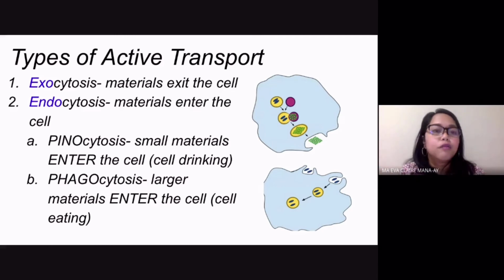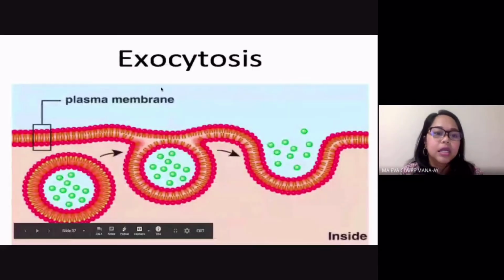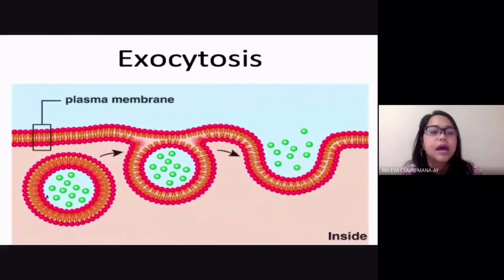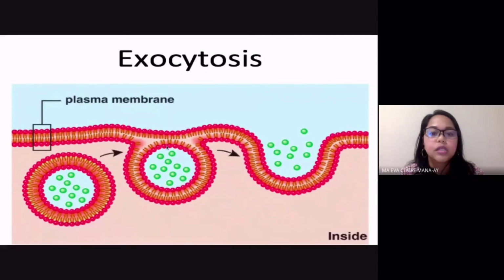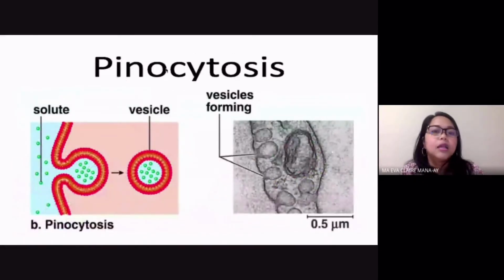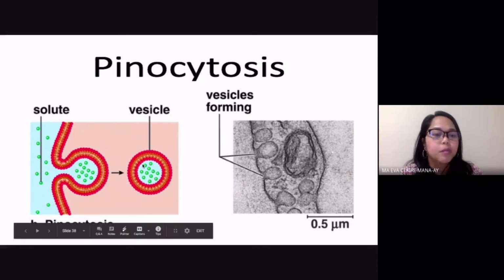Now here is an illustration of your exocytosis. Again, exocytosis, going out of the cell. Your vesicle here with some substances is going to merge with the plasma membrane, and eventually the materials are going to be expelled out of the cell. Now this here is your pinocytosis, an example of endocytosis, smaller molecules. The smaller molecules are going to be engulfed by your cell membrane, which is going to form vesicles. Eventually these materials are going to be incorporated inside the cell.